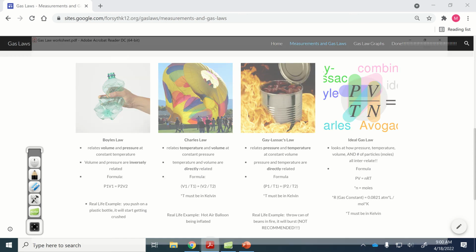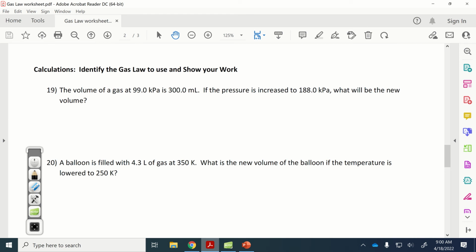So let's play around for a minute and do a couple of problems. So again, the big thing here is just to read it carefully and go, okay, based on what's given to me, which law am I using? Okay, especially if I'm giving you the laws.